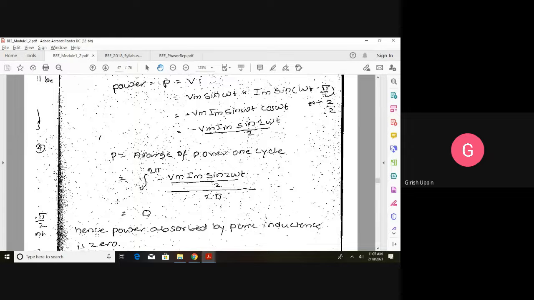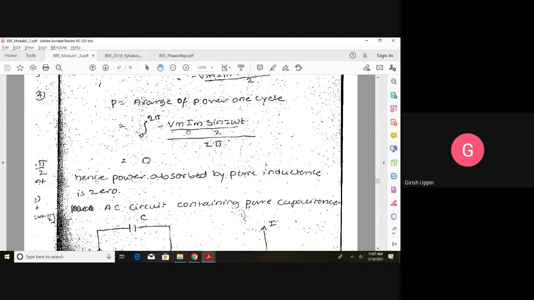If you want to calculate the average power over one cycle, integrate from 0 to 2 pi, divide by 2 pi, this instantaneous value. And if you solve this integration, you get it as 0. So what is the meaning of that? In case of a pure inductance, the power consumed is 0. In the exam, they will ask you the question, perform the analysis of an AC circuit containing a pure inductance, or they will ask, prove that the power consumed in a pure inductor is 0. For both questions you will be writing the same answer.